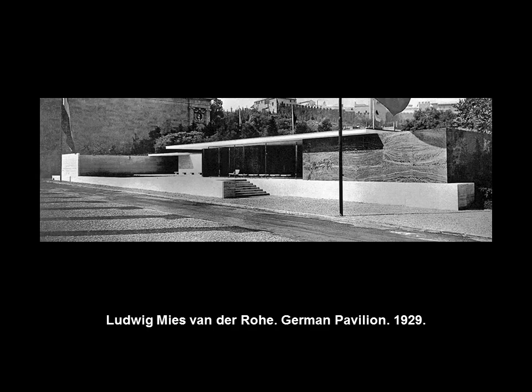This building was designed for the World's Fair in Barcelona, Spain in 1929. It's the German pavilion by Ludwig Mies van der Rohe. We've also spoken of him before. He was a leading proponent of international style architecture and a big part of the Bauhaus movement.